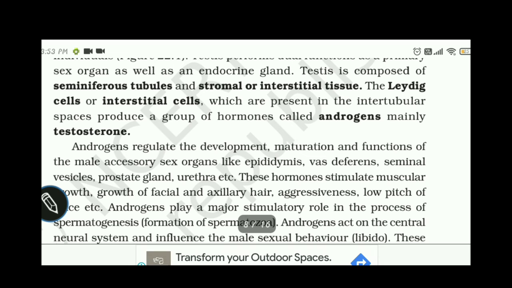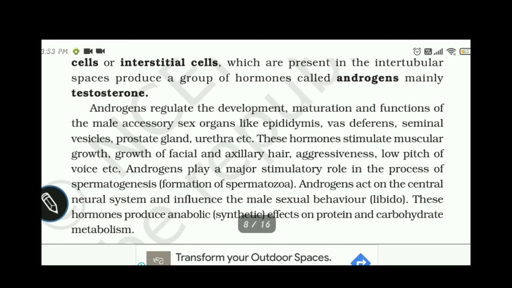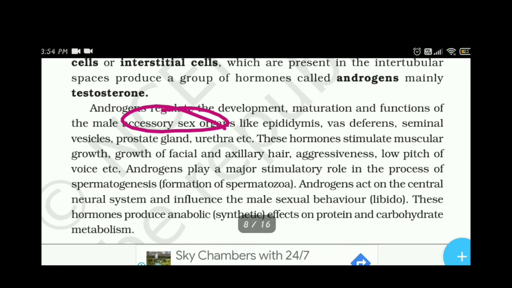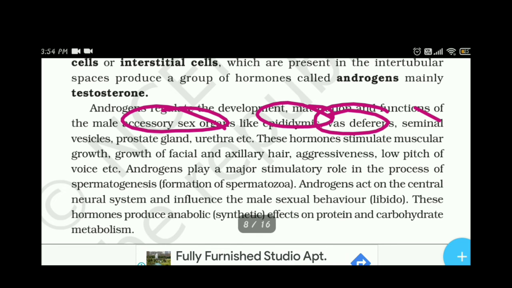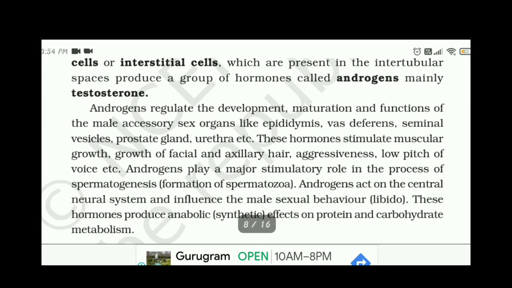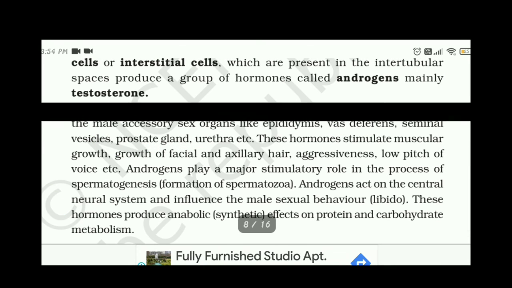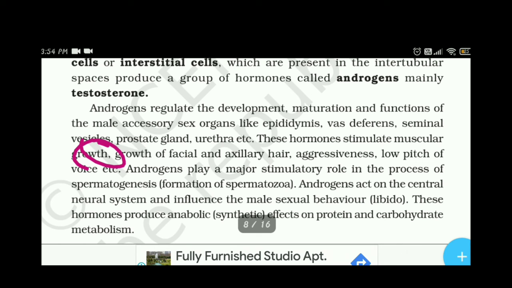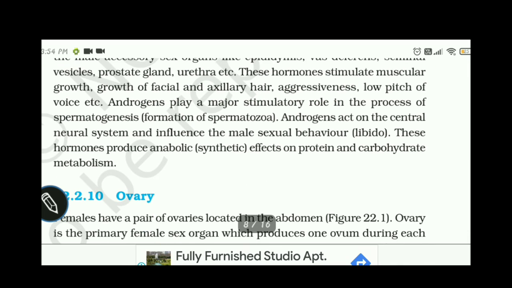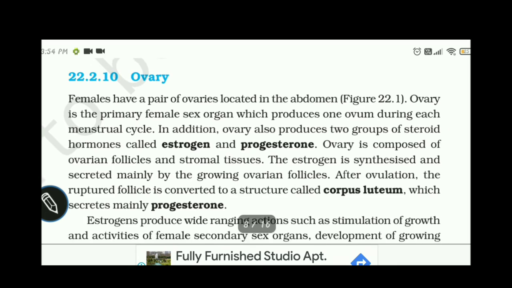Androgens regulate development, maturation, and these functions. We also have accessory organs in males, like the epididymis, vas deferens, seminal vesicle, prostate gland, and urethra. These hormones stimulate muscular growth, growth of facial and axillary hair, aggressiveness, and so on. You have learned this in 10th class also.